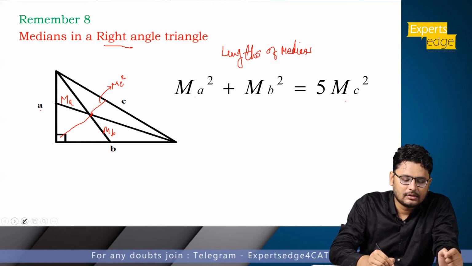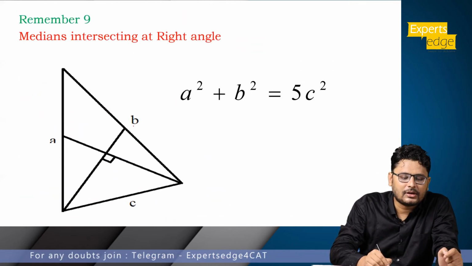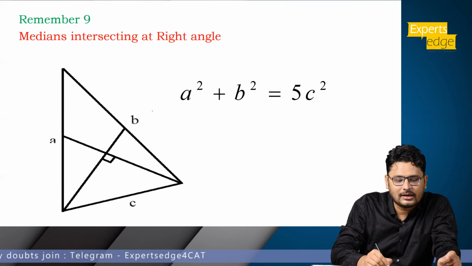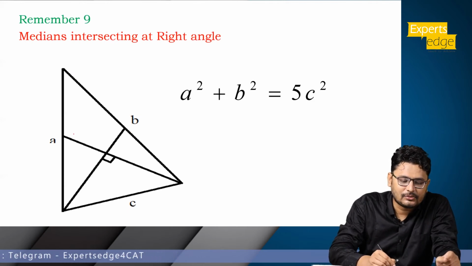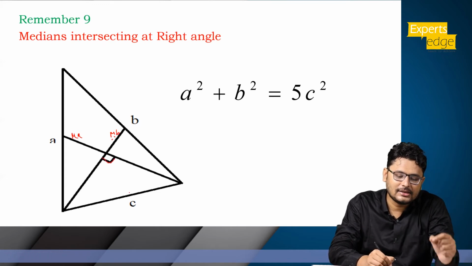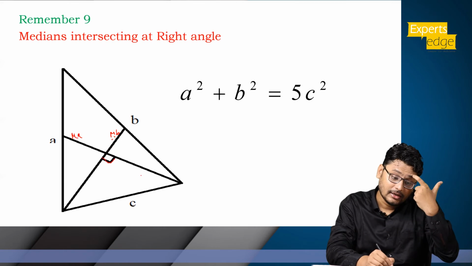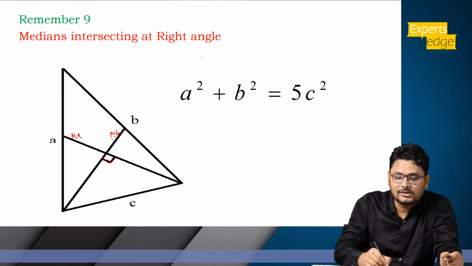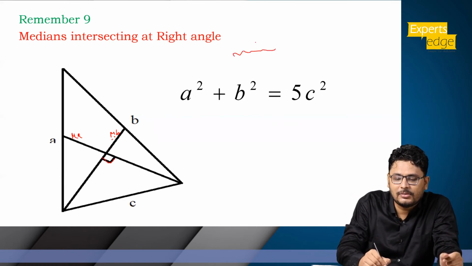Next, what if medians are intersecting at right angle? So let's say this is A and B. This is my MA. This is my MB. And this median A and median B are intersecting at 90 degrees. And this C is opposite to 90 degrees. So in that case, remember these are nothing but the sides. Okay, A, B, C are sides of the triangle, not the medians.